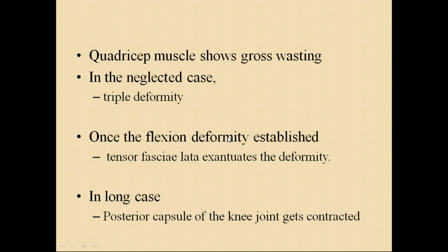You can also see it in the case of iliotibial band contracture. Once the flexion deformity gets established, there is a contraction of the tensor fascia lata, and this later accentuates the deformity. In long-standing cases, the posterior capsule of the knee joint gets contracted, so there may be a posterior subluxation of the tibia over the femur.